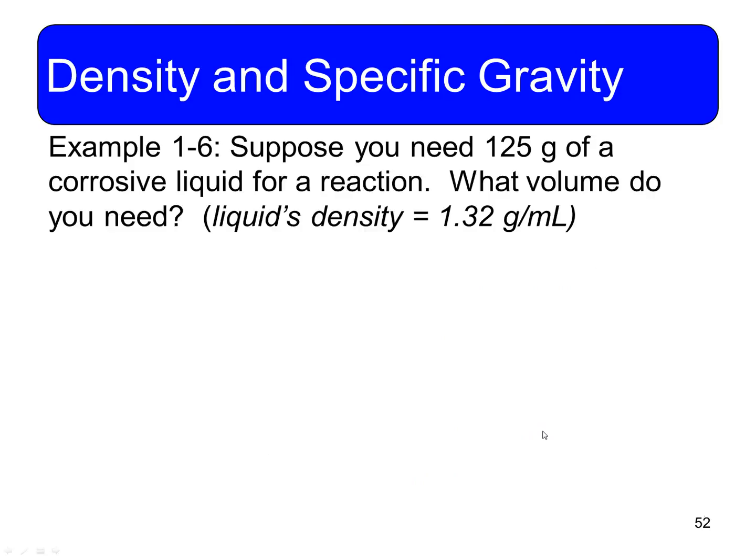Suppose you need 125 grams of a liquid for a reaction. What volume do you need if the density of this liquid is 1.32 grams per milliliter? I want you guys to think about this one for a minute. See what you come up with. We're given density, we're given a mass, and we're looking for volume.